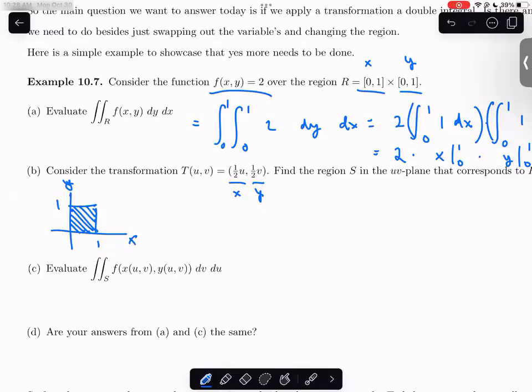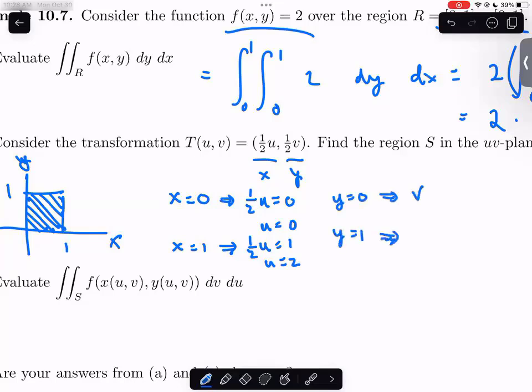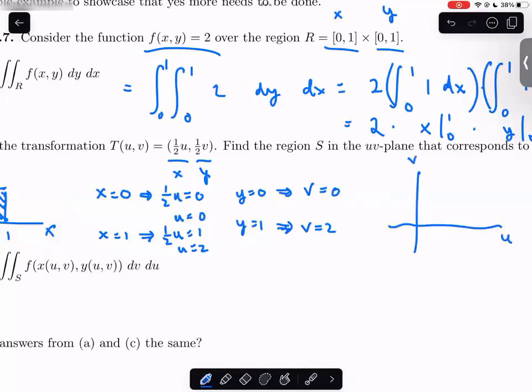But nicely, when I go and plug these things in, if I plugged in x equals 0 into my transformation equation, this would be 1/2 u is equal to 0. We can find that this corresponds to just u equals 0. And likewise, if I was to plug in x equals 1, the upper bound, the right-hand side of my square here, well, 1/2 u equals 1 just gives me a u value of 2. And likewise, if I was to do this same sort of deal with my y's, y equals 0 and y equals 1, I hope you can quickly see that this is going to correspond to v equals 0 and v equals 2. It's the exact same algebra moves. So in the UV plane, u's range from 0 to 2 and v's range from 0 to 2.